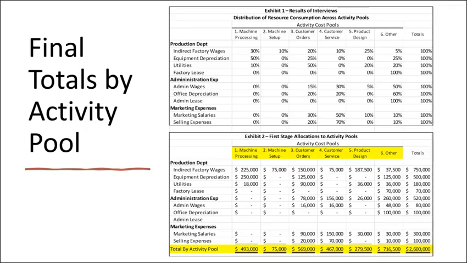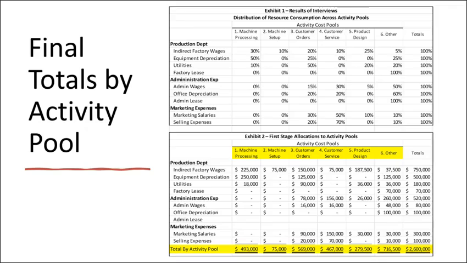After we do the same type of calculation for each overhead cost, we have fully allocated the $2.6 million of overhead from production, administration, and marketing. At the bottom, we have the totals for each activity cost pool. Machine processing, $493,000 of total cost to be allocated. Machine setup, $75,000 of total cost to be allocated. Customers, $569,000. Service, $467,000. Product design, $279,500. Other, $716,500 for a total of $2.6 million.